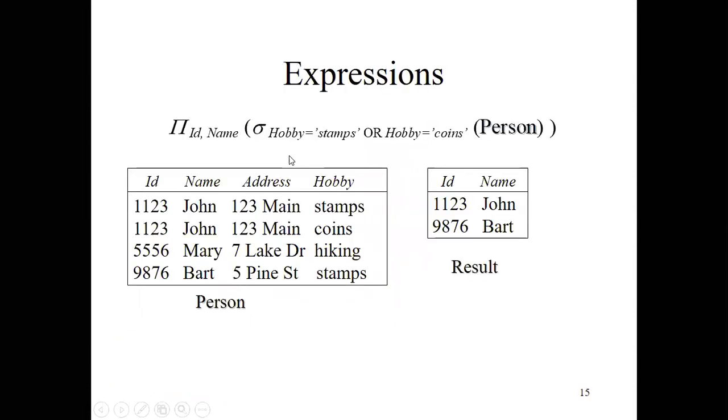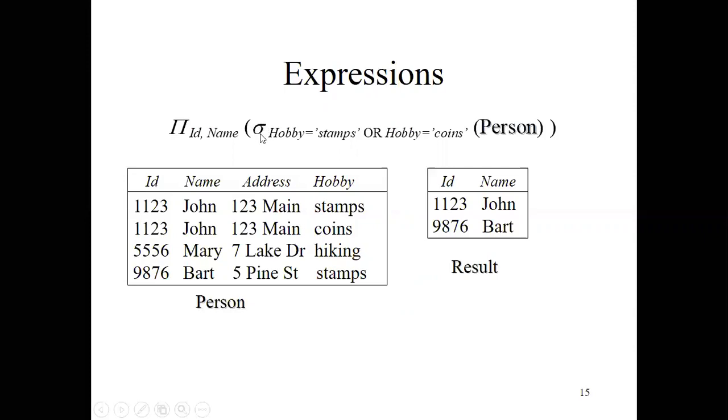When I say expression, this is a complete relational algebra expression. Retrieve the ID and name of a person who has either the hobby of collecting stamps or coins. Stamps or coins, not stamps and coins, either stamps or coins. So how can we write it?